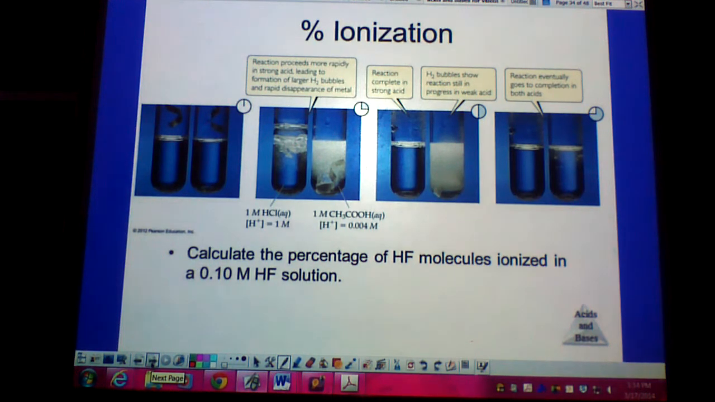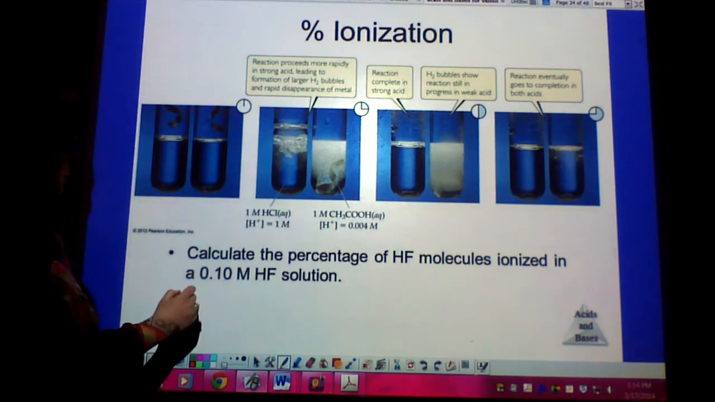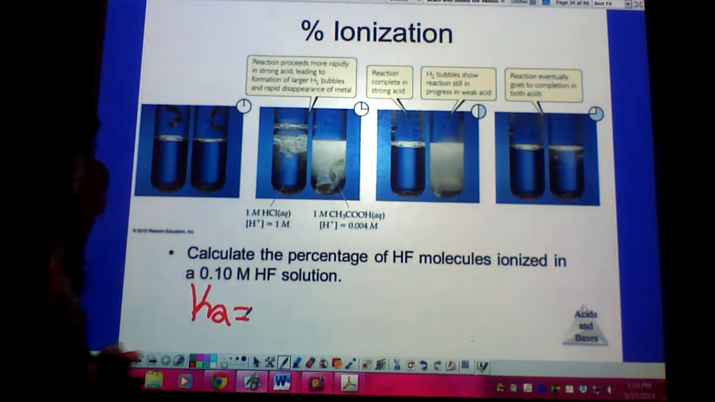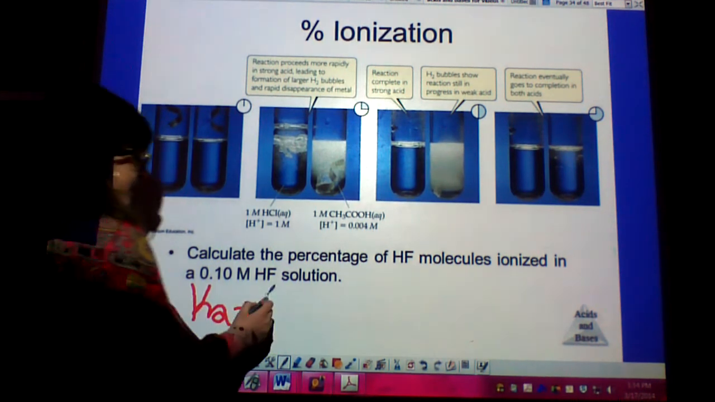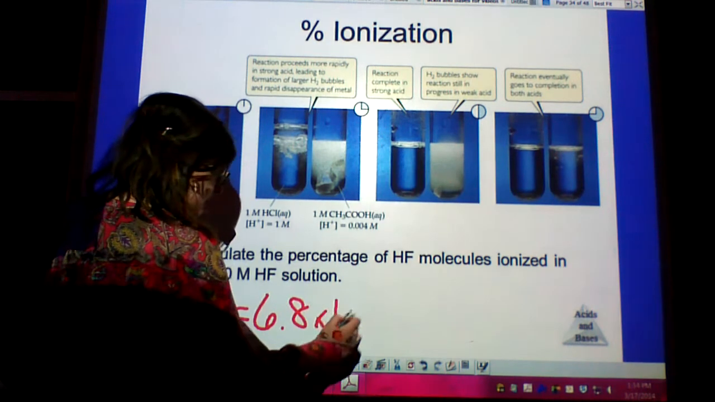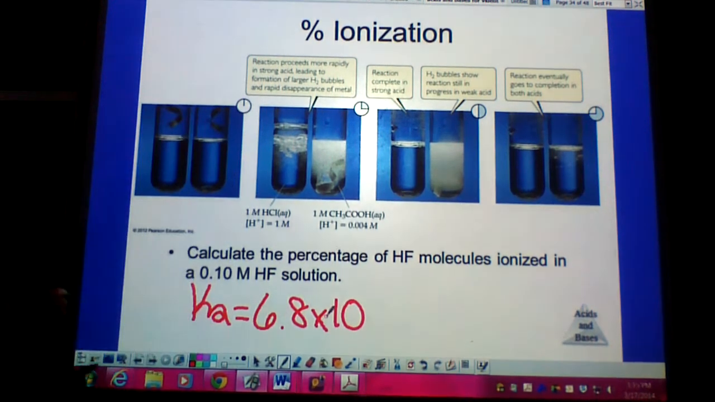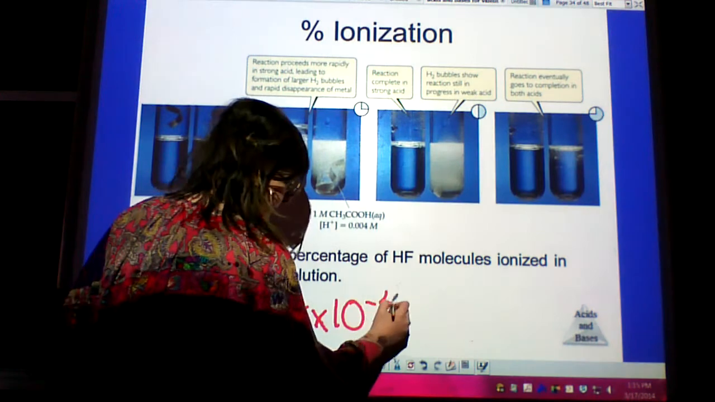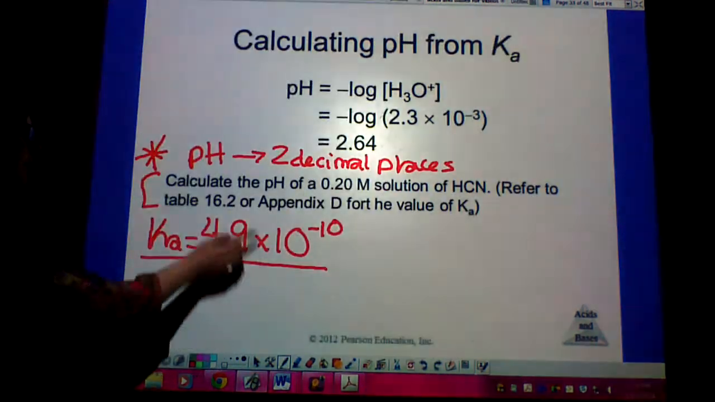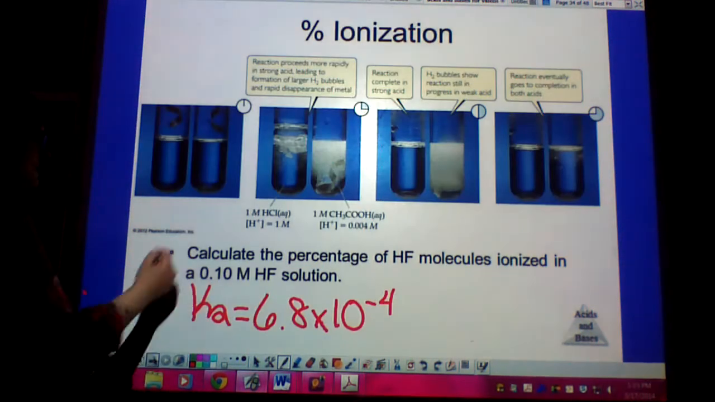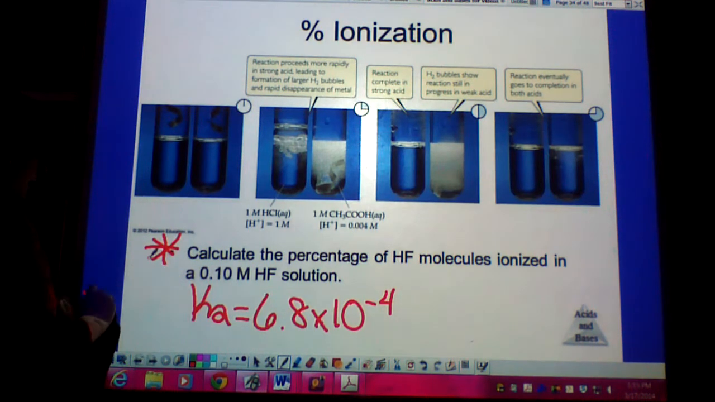Okay, we just have more percent ionization here. It says calculate the percentage of HF molecules ionized in a 0.10 molar hydrofluoric acid solution. Let's assume for this one, if I looked up my Ka value, that Ka is 6.8 times 10 to the negative 4th. This problem I want you to try for homework.